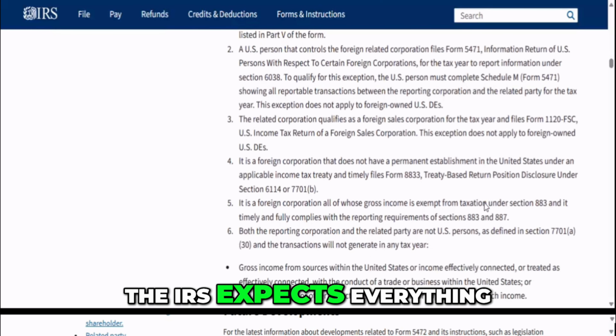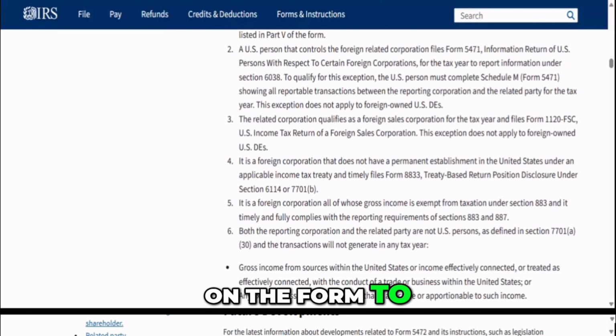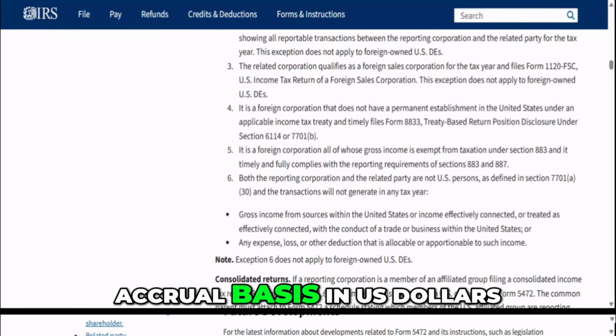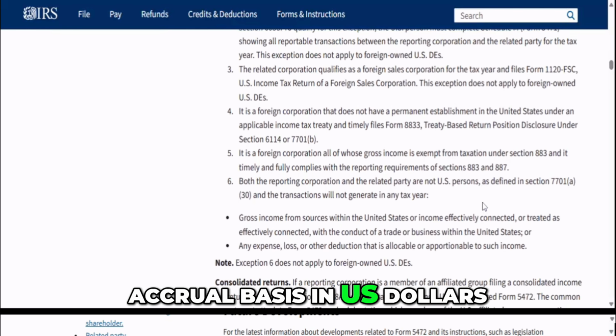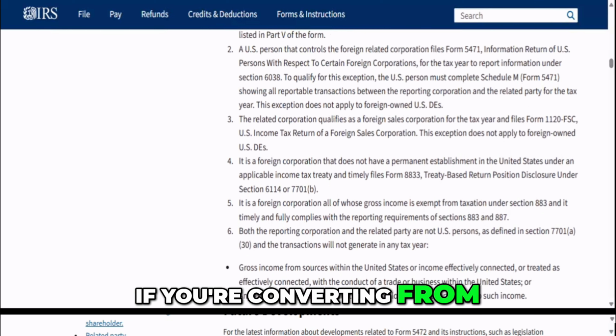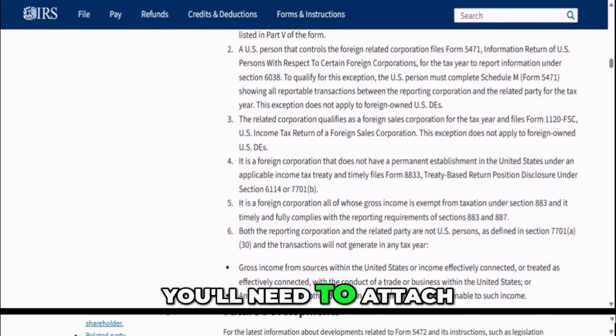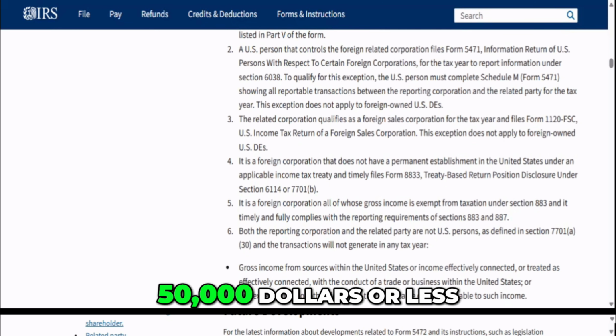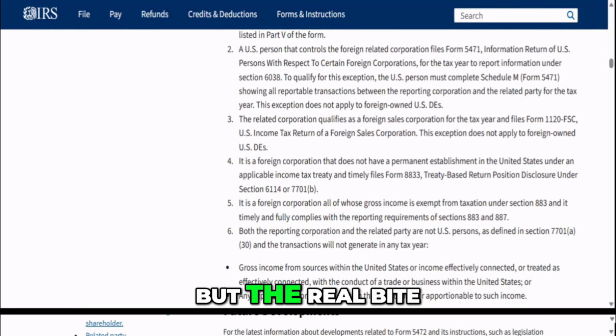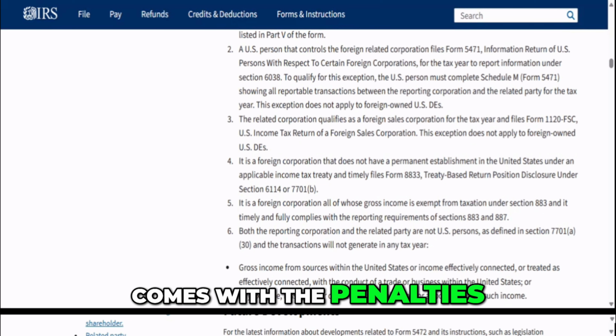The IRS expects everything on the form to be reported on an accrual basis in US dollars. If you're converting from another currency, you'll need to attach the rates you used. They also let you round off if your totals are tiny, under 50 grand can just be shown as $50,000 or less, but the real bite comes with the penalties.